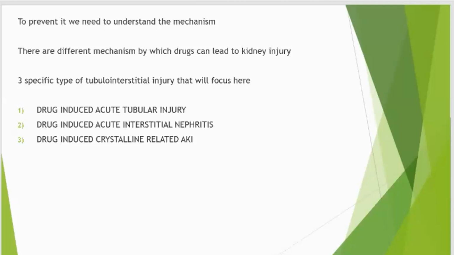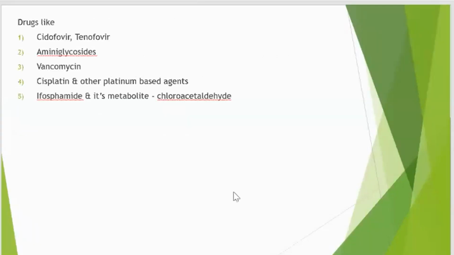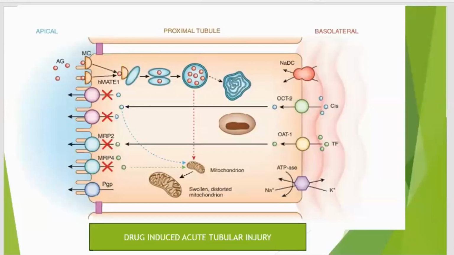So this is a diagram of how drugs cause acute tubular injury. Let's take some common drugs as examples. As you can see in this diagram, first here we can see the TF, that is tenofovir.